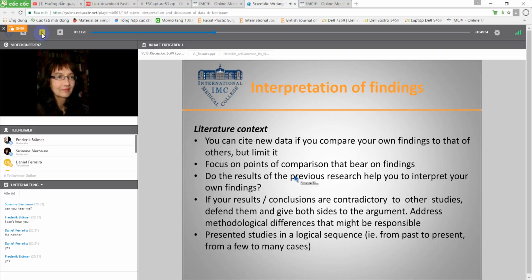The literature context, that's usually the second part. Like I said, limit your new data severely. You can cite it to compare to your findings. That data shouldn't appear in the discussion, but in the results part, so limit that. When you compare, focus. Do not compare everything, but focus on that part that is really relevant for the question you are asking.